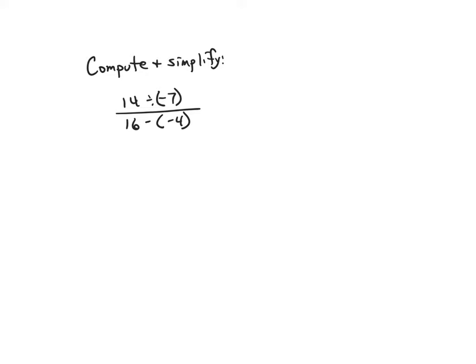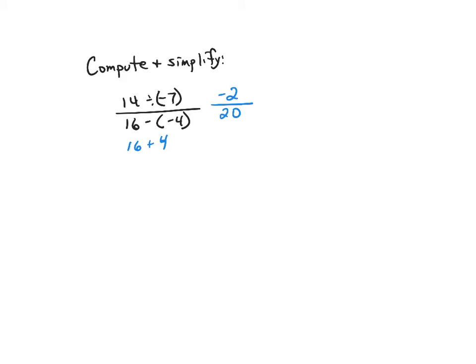For problem number 20, once again, I'm just going to figure out the value of the numerator and the value of the denominator, and then put the two together. So, 14 divided by negative 7, I am just going to get an answer of negative 2, because I'm dividing a positive by a negative. For the denominator, I have 16 subtract a negative 4. I'm going to change that to 16 plus the opposite of negative 4, which is 4, so I get 16 plus 4, which gives me 20.